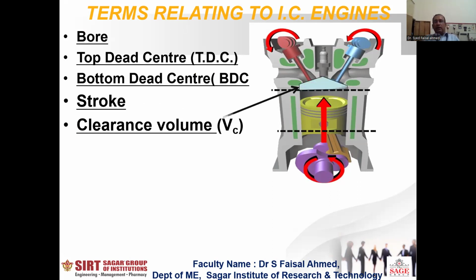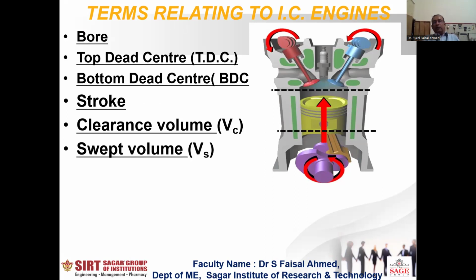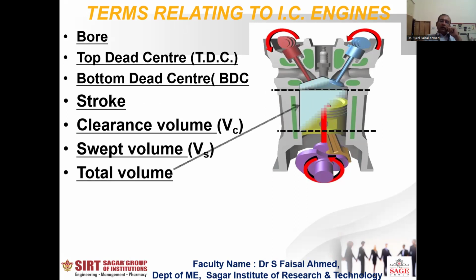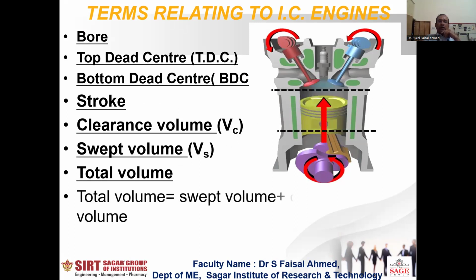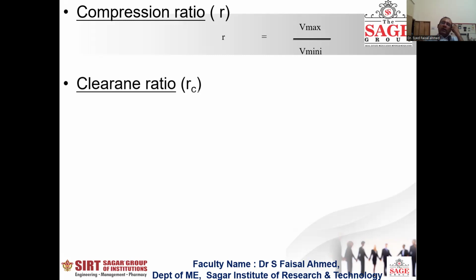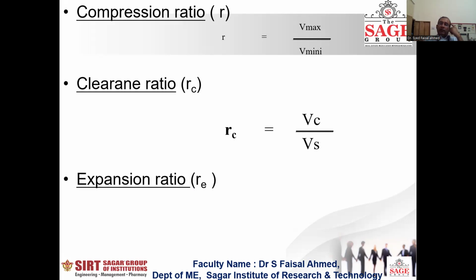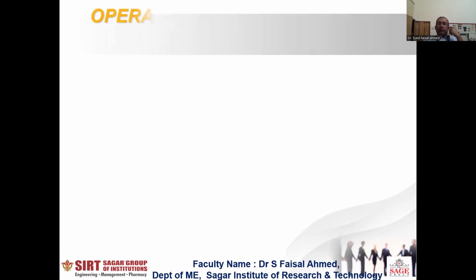So you can see here in the graph. Swept volume is the volume swept by the piston during one complete stroke. Then we have total volume, which is swept volume plus clearance volume. This is the terminology which is used. Now we have compression ratio, maximum volume upon minimum volume. Clearance ratio is clearance volume upon swept volume. Then expansion ratio is maximum volume upon minimum volume.